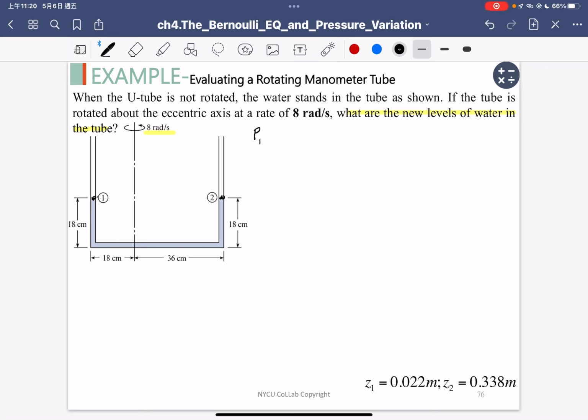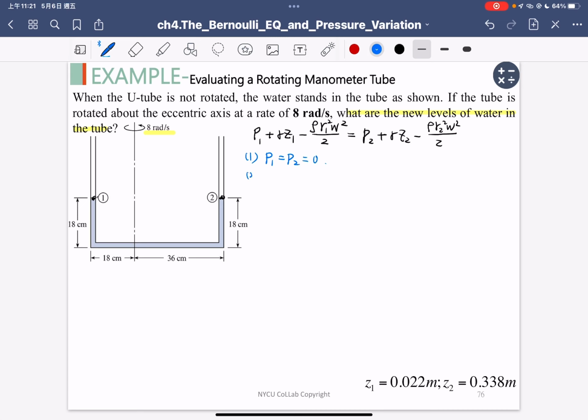So we have P1 plus gamma Z1, and minus, very important, we use the minus 2 over rho R1 square omega square, which will equal P2 plus gamma Z2 and then minus 2 over rho R2 square omega square. Before we calculate the elevations, let's reconsider the conditions we have. We know that P1 will equal P2, and there is no gauge pressure.